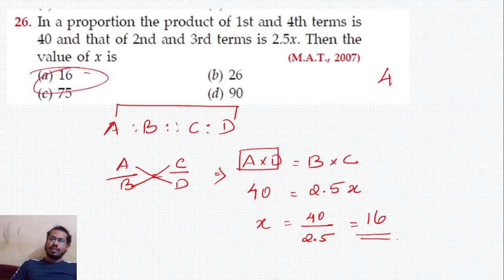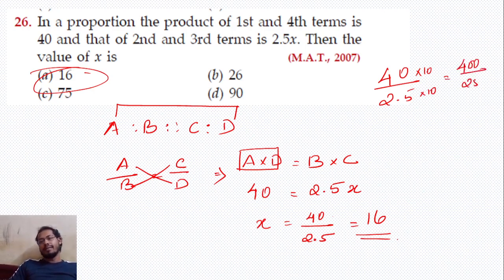If it is not easy, look at this, guys. Multiply with 10 and multiply with 10, so the decimal value will go off. So 400 divided by 25. 25 into 4 is 100, so 400 is 16 times.